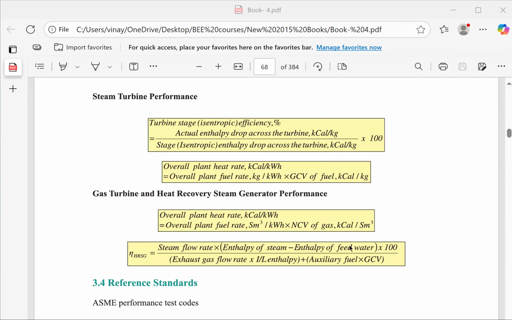And the boiler efficiency, which is not using any fuel, but is using the hot gases coming out of the gas turbine. How will you calculate the efficiency? Steam flow rate. Always remember, whenever you think of efficiency, the numerator is useful output upon the total input, right? Out of total input, what is the useful output? That ratio gives you efficiency always.